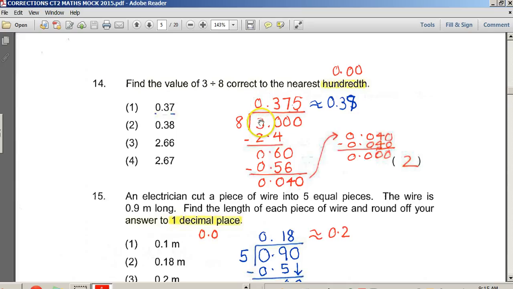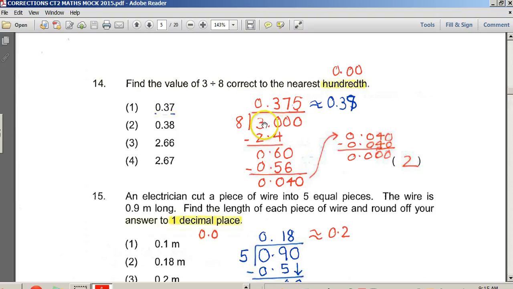In the ones column, 3 ones can't be divided by 8, right? Can you see? So we put a 0 here. Now remember to put your decimal point here, all the way. So it becomes 3.0, which looks like 30. Right? 3.0 looks like 30.